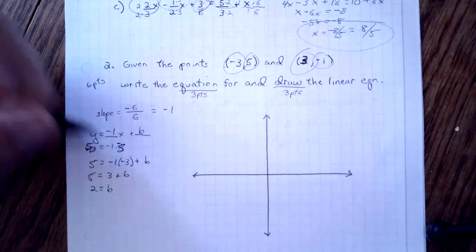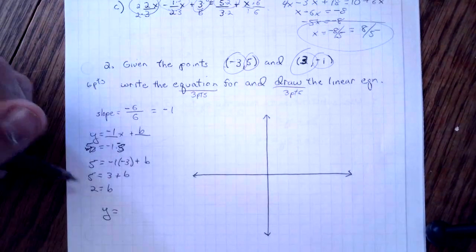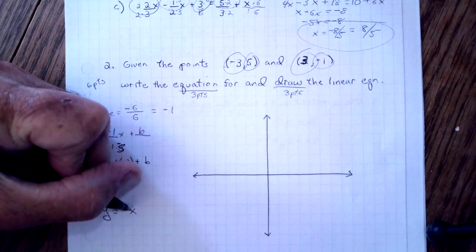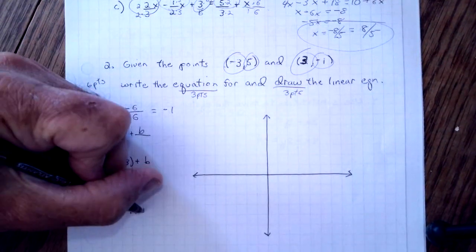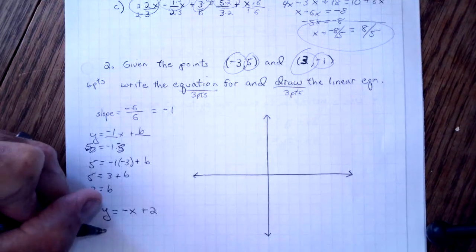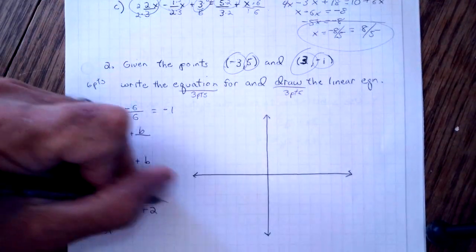So my equation is y equals -x, or -1 times x, plus 2. That's worth 3 points right there.